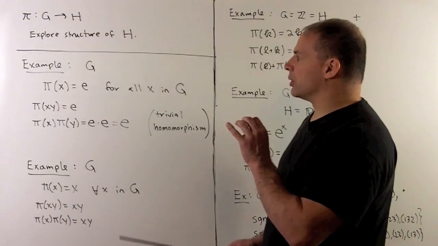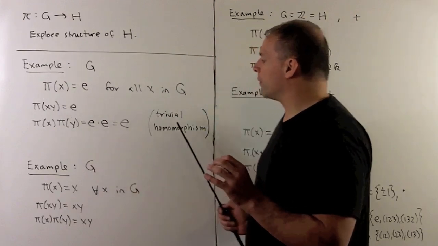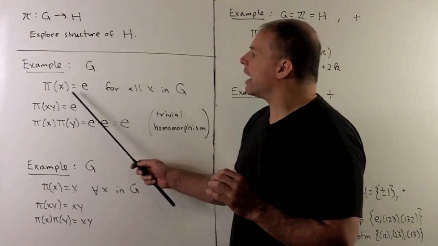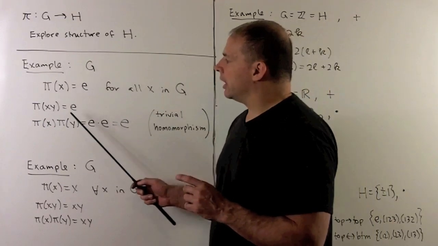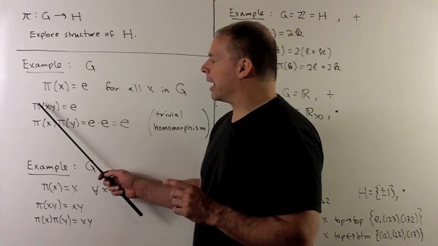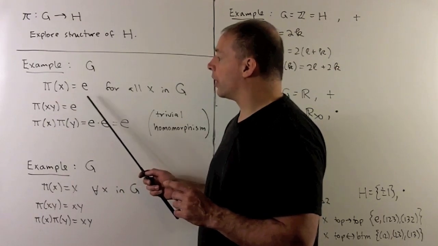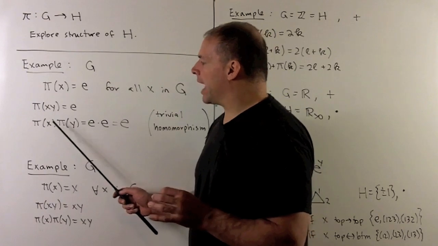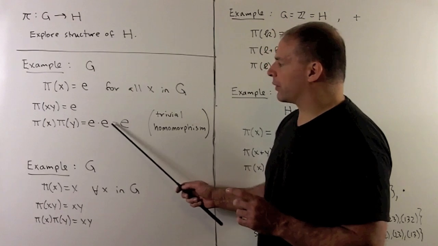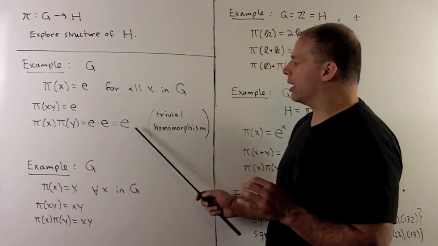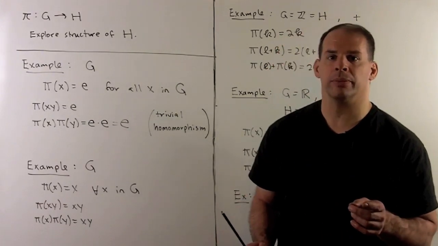Now let's look at some examples. So if we have any group, we have the trivial homomorphism, which just says send every element to the identity element in H. Now, if we take x times y and apply pi, whatever goes in comes out the identity. So we have the identity here for H. If we put x and y into pi and then multiply, we get the identities for H, we multiply, and then out comes the identity for H. So these are equal, so it's a homomorphism.